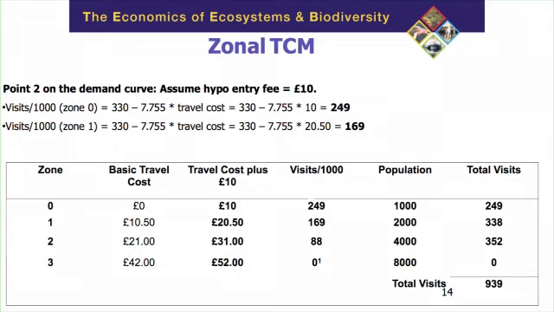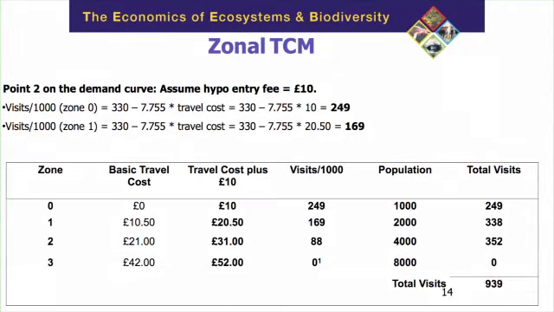And similarly for people in zone 2, original travel costs were £21. We add on that £10 hypothetical entry fee, so the new total cost of travel is £31. We don't have that up here, but we add that in and go through the same process. Through this trip generation function, that will come up with 88 trips per 1,000 people. There's 4,000 people in that zone, so we'll multiply 88 by 4, and we get that amount.